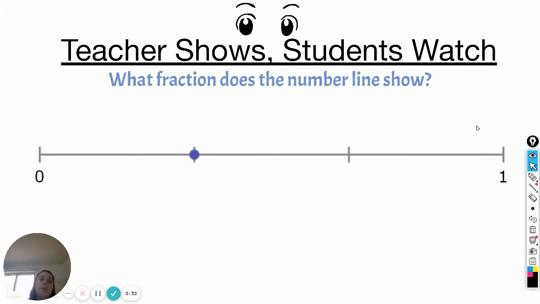First up, you can see we have a number line here, and it's asking what fraction does the number line show? So we haven't worked with number lines yet. So what I'm going to do is draw a fraction strip right above the number line so you can kind of see how they compare.